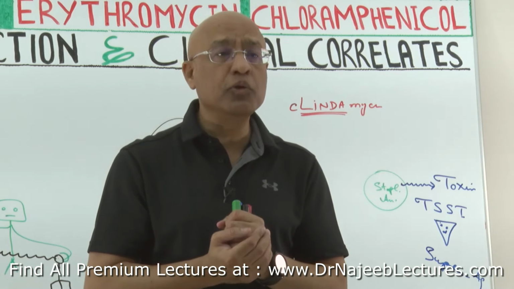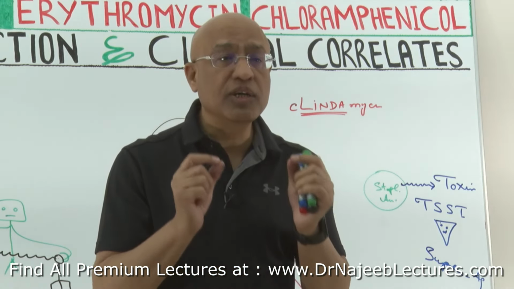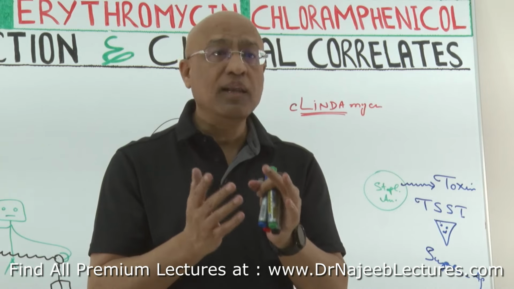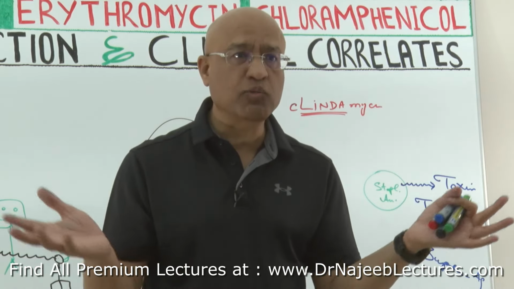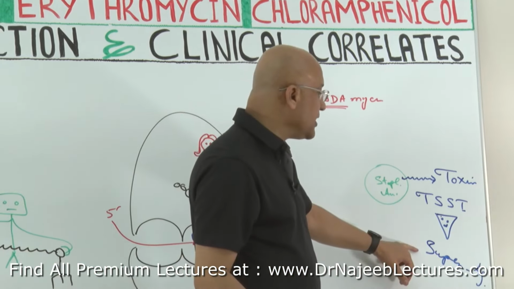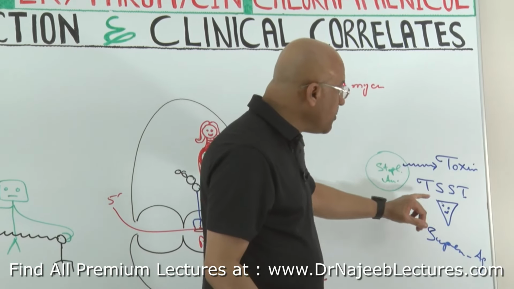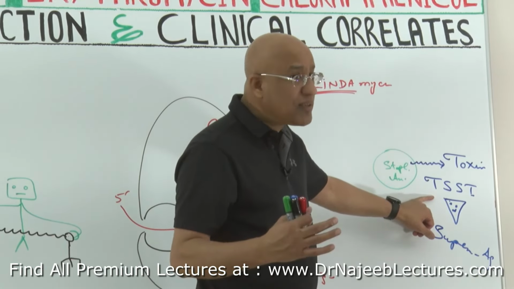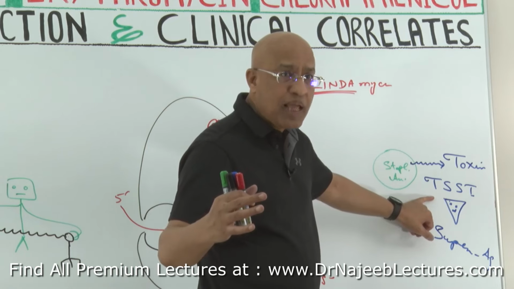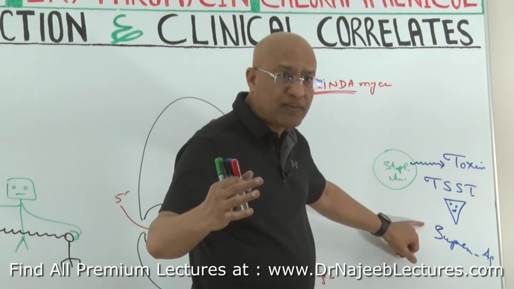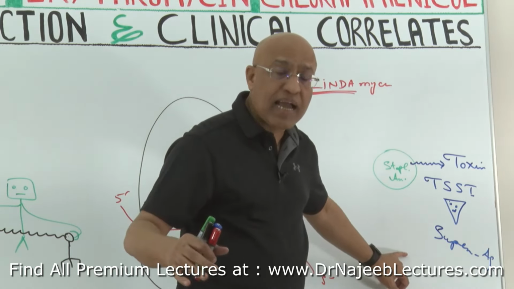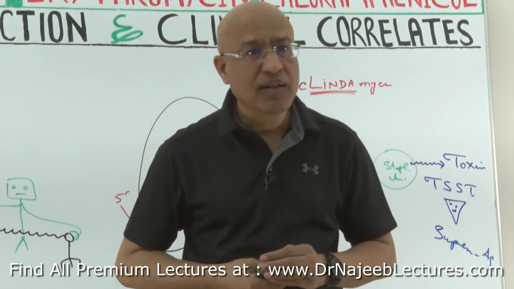This massive inappropriate activation of the immune system will produce massive concentrations of cytokines, and those cytokines will eventually lead to shock, cardiovascular collapse, right, with multi-organ failures, right? And we say this superantigen or toxic shock syndrome toxin has produced massive inappropriate activation of the immune system, resulting in massive production of cytokines which eventually lead to multi-organ failure and cardiovascular collapse, and the patient may die in a very short time.